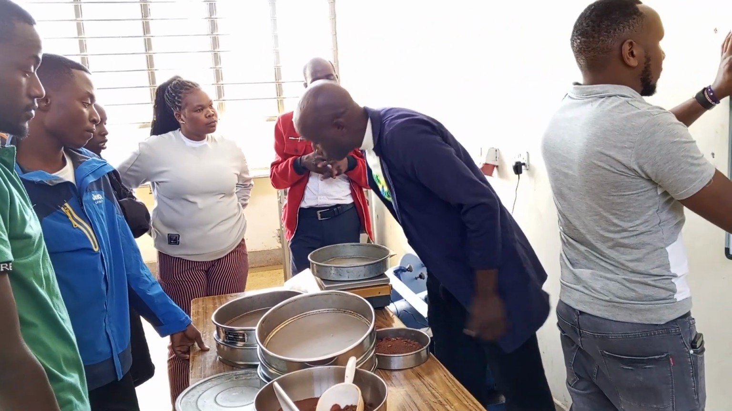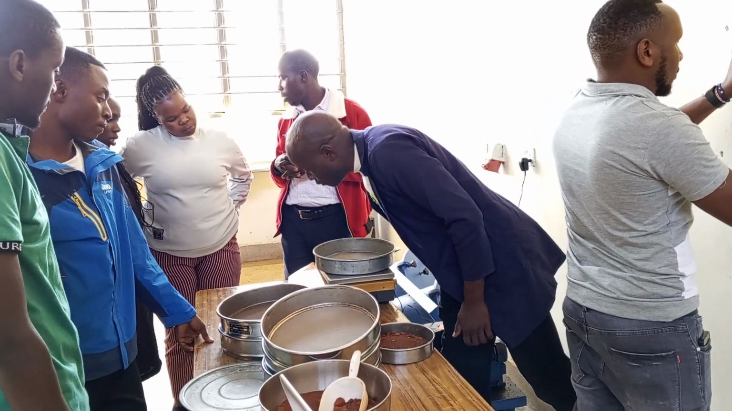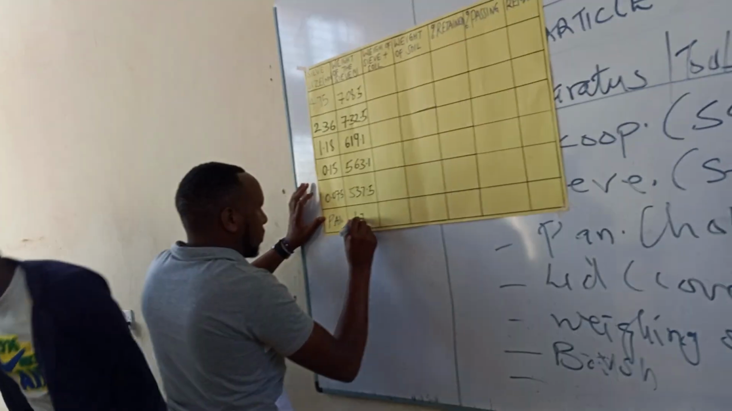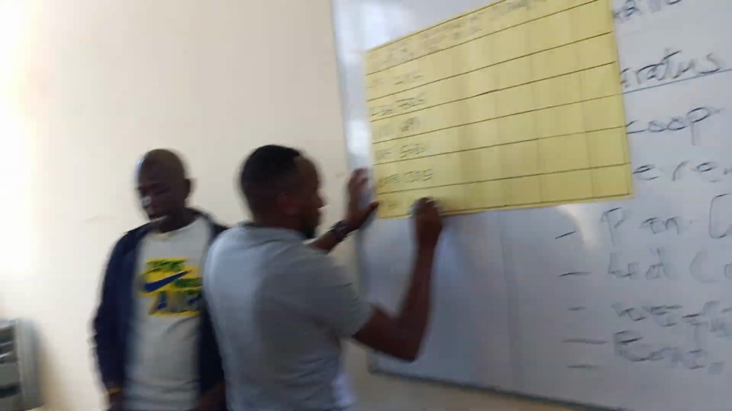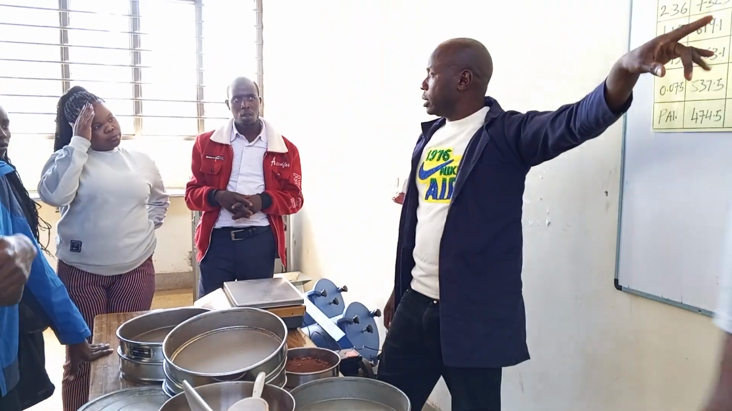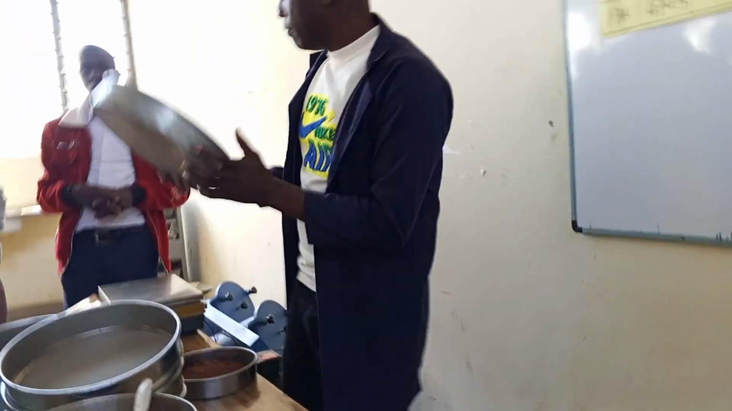The pan is this. 474.5. 474.5. So we are done with the measurements. Now, we are supposed now to go to procedure number 1. Arrange the sieves. Then, we are supposed to begin from the what?